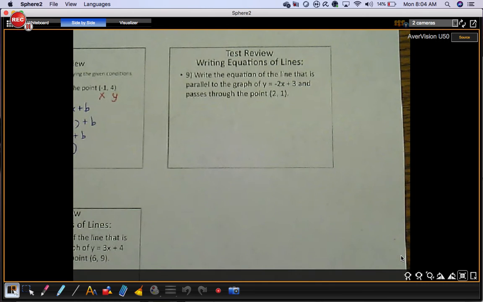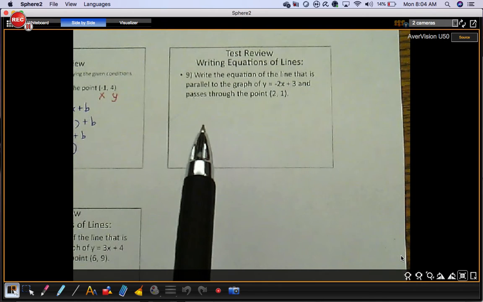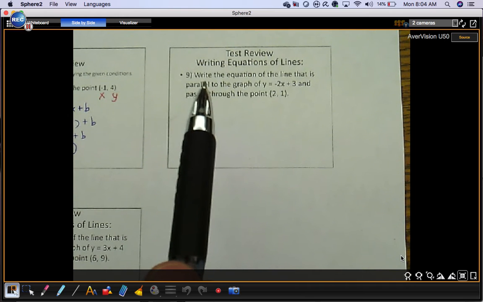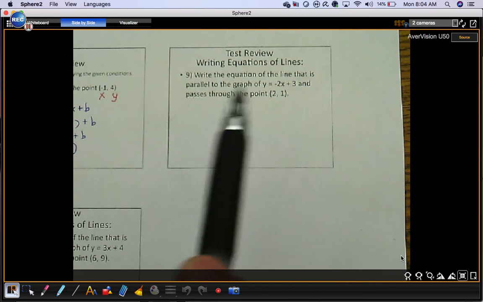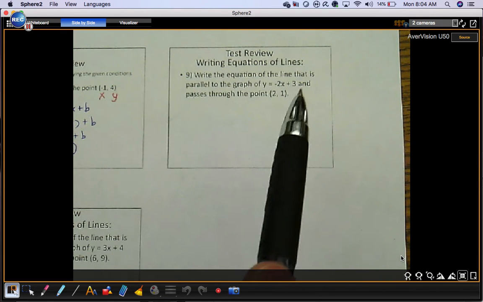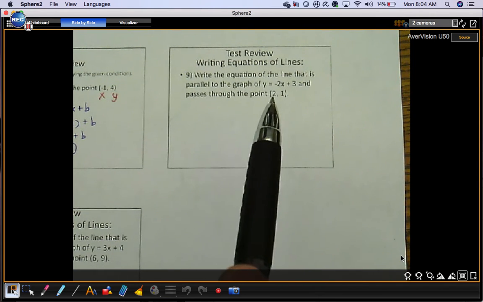We're going to use the same concepts again in this number 9. This one looks and sounds more complicated, but it's really the same thing. Write the equation of the line that is parallel to this graph, y equals negative 2x plus 3, and passes through the point 2, 1.